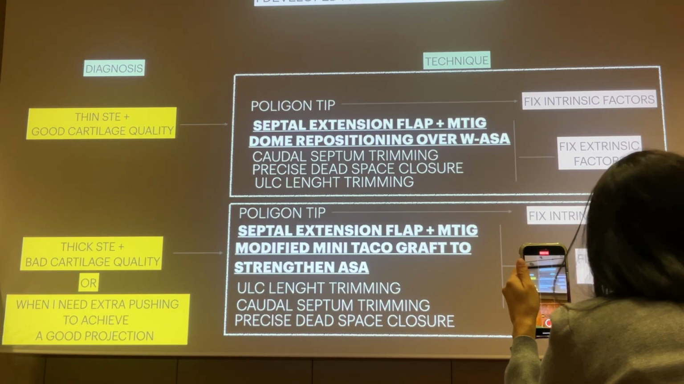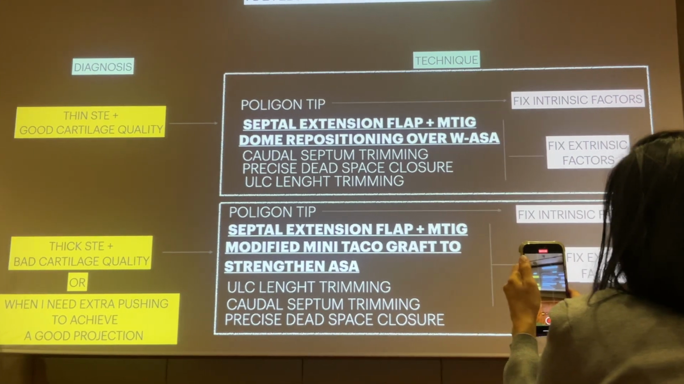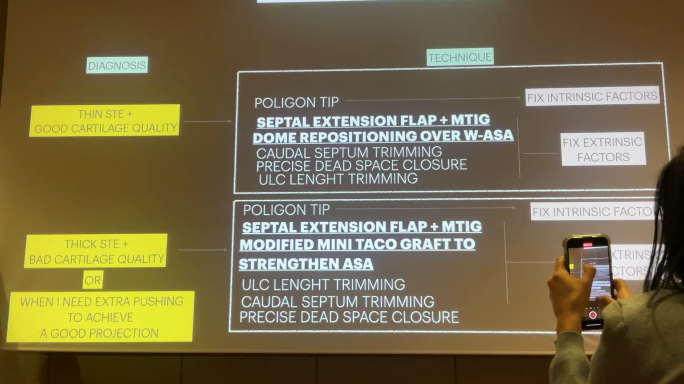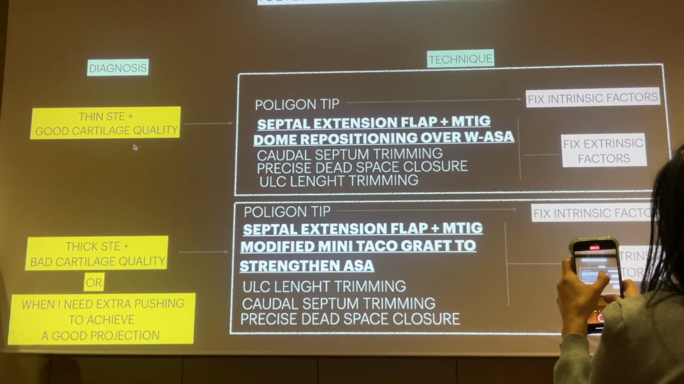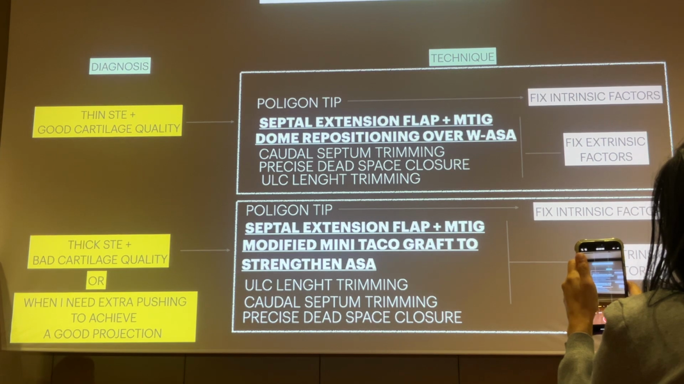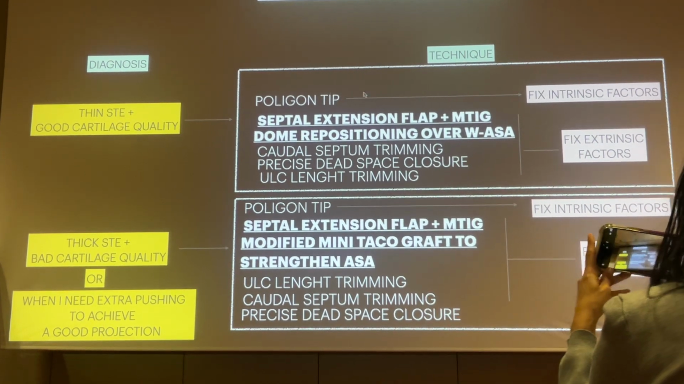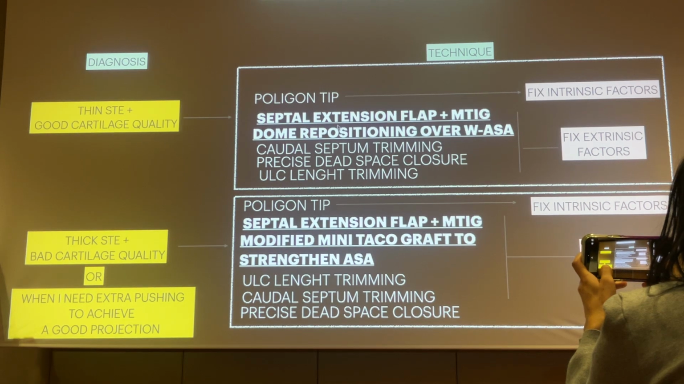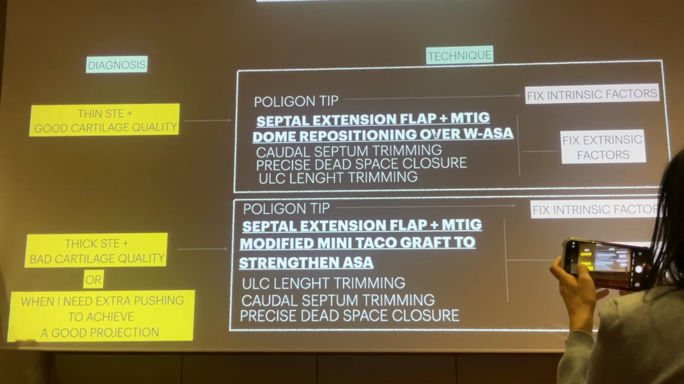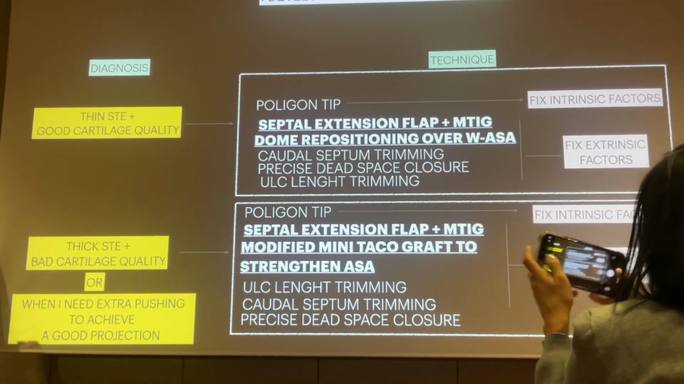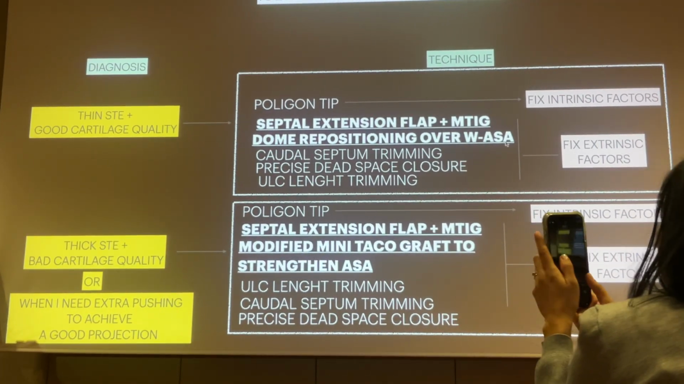So let's take a picture about this. This is how I change technique according to the case. So thin skin patient and good cartilage quality, I try to fixate intrinsic factor with polygon tip, extrinsic factor with septal extension flap plus membranous tongue groove, and dome repositioning over the wasa segment.